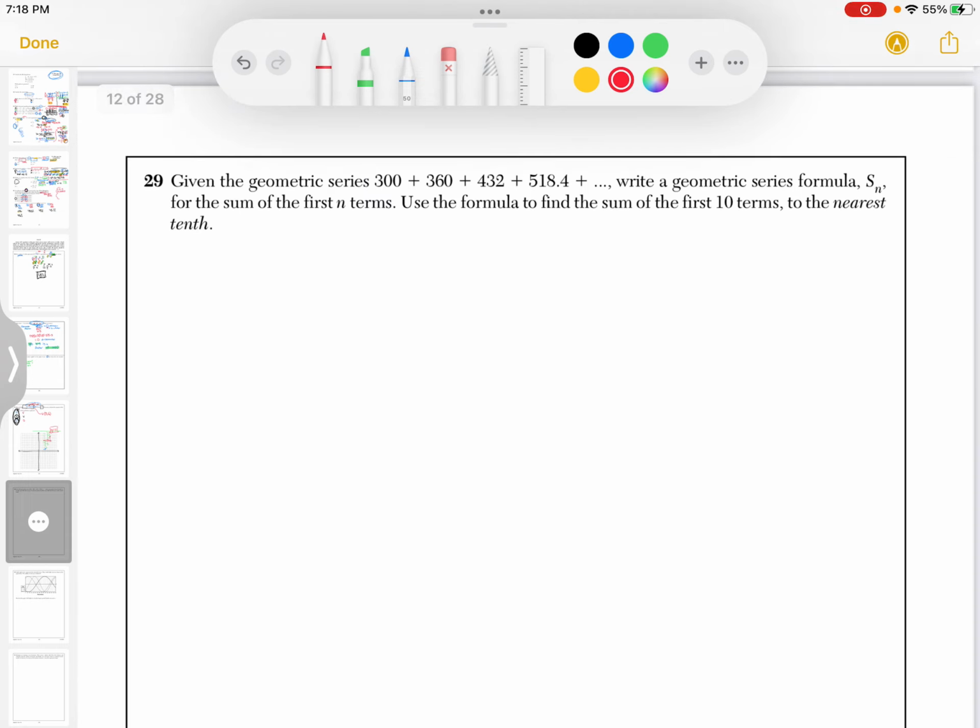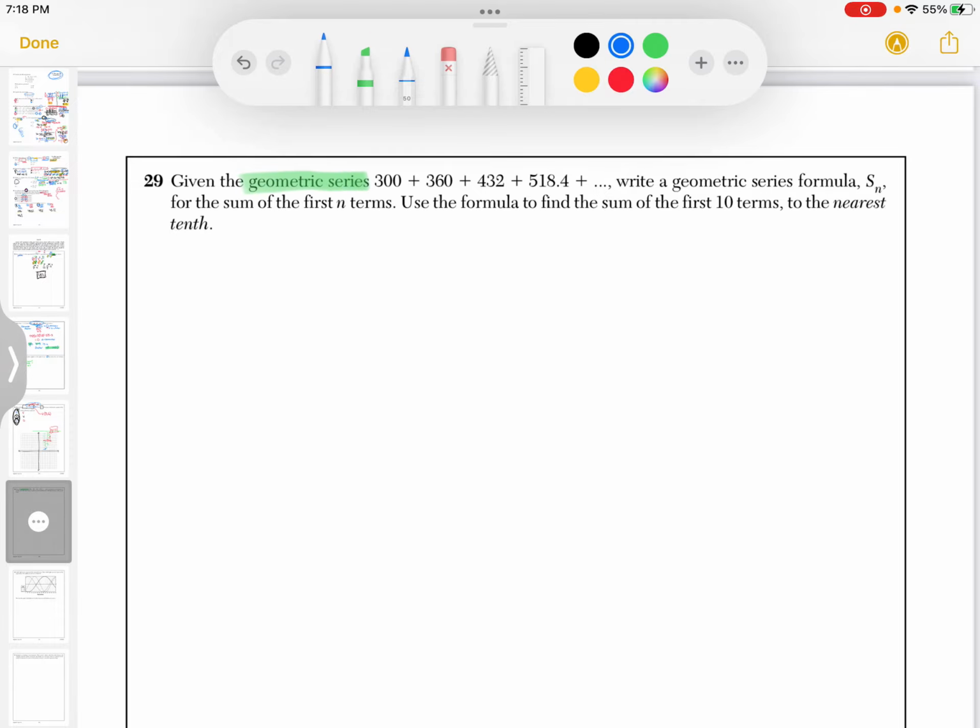All right, next one, 29. Given the geometric series, write a geometric series formula, S of n, for the sum of the first n terms. Then it also has a part B. Use the formula to find the sum of the first 10 terms to the nearest 10th.